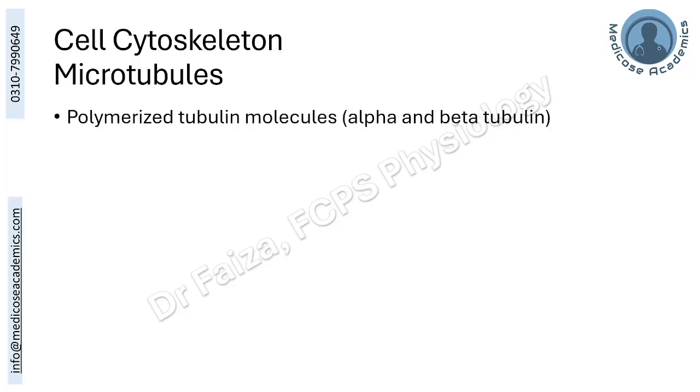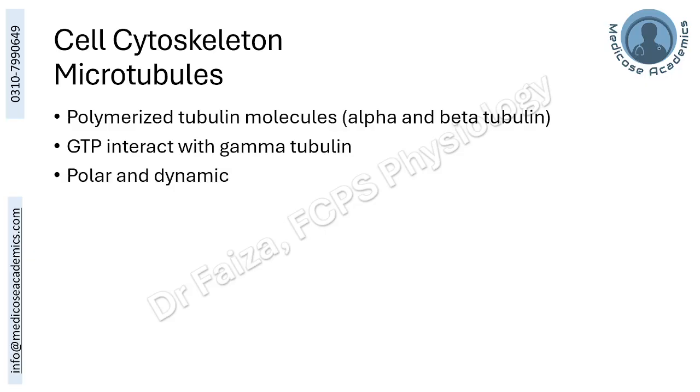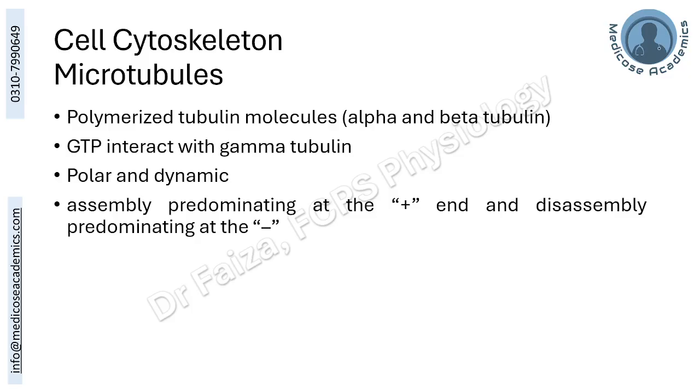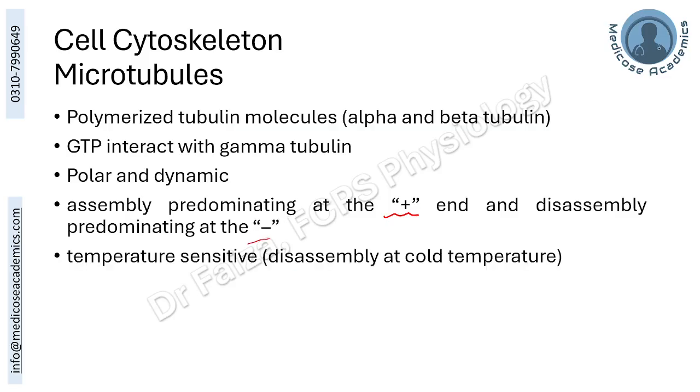Lastly, the microtubules, the largest in diameter, formed by the polymerized tubulin, alpha and beta tubulin. GTP interacts with the gamma tubulin for the regulation of this polymerization. The assembly of microtubules is polar and dynamic. Their assembly is predominant at the plus end and disassembly at the negative end.